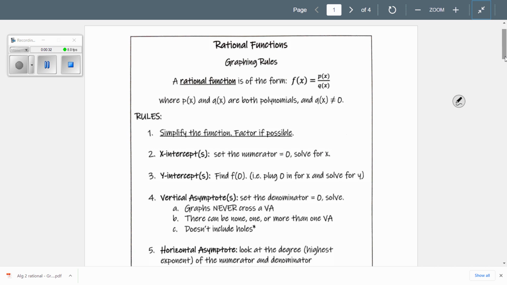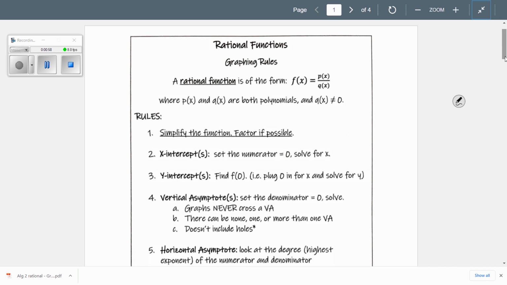So we're starting with rational functions. We did that before spring break, but this time we are graphing. We're learning the graphing rules. We haven't graphed in a while, okay? It says a rational function is of the form f of x equals p of x over q of x, where p of x and q of x are both polynomials and q of x is not equal to 0. Okay, don't get confused on that. That's just basically giving us the layout.